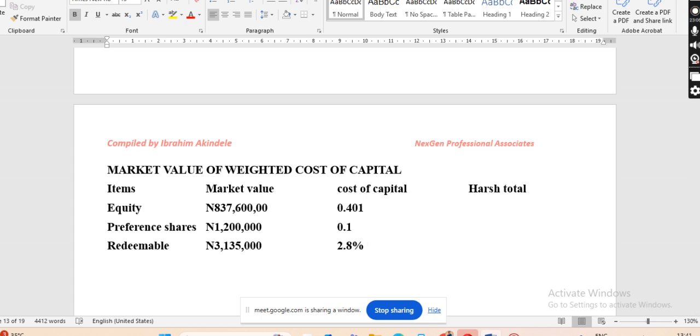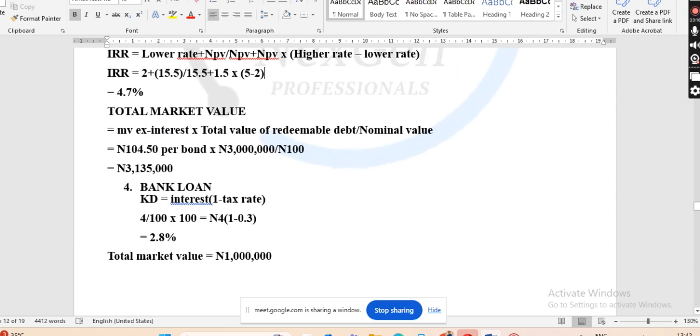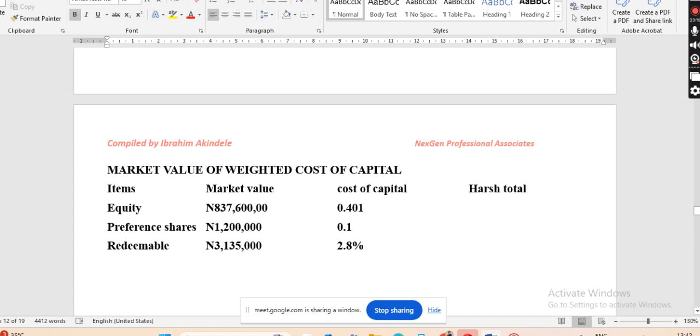It's not 0.8, sir. The cost is 4.7, so that is 0.047. Class, because you need to convert it, you just divide it by 100. Always divide it by 100. So what do we have?